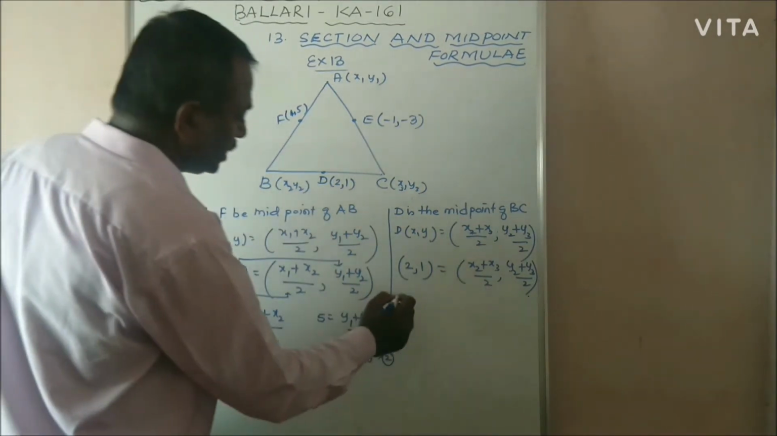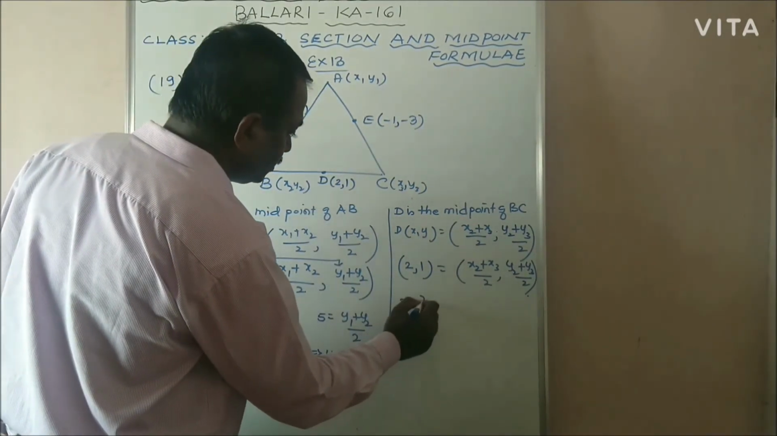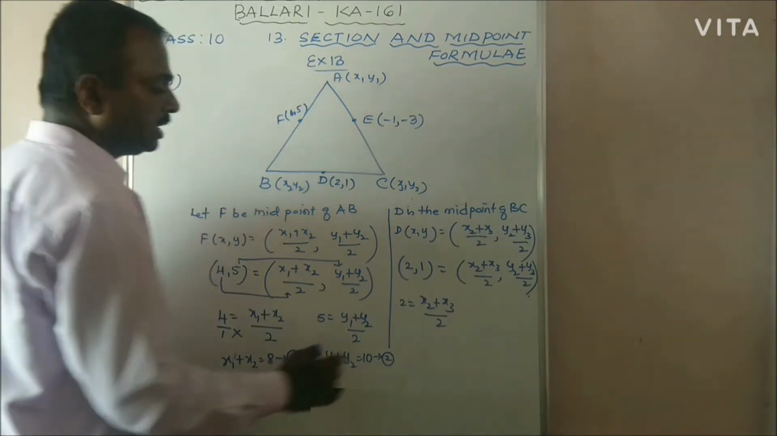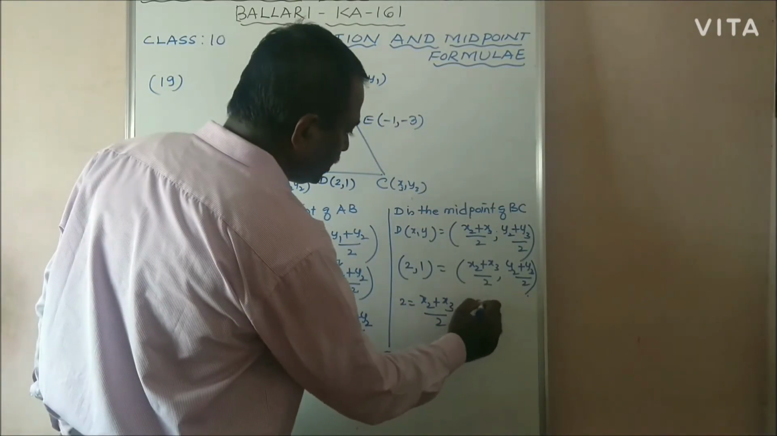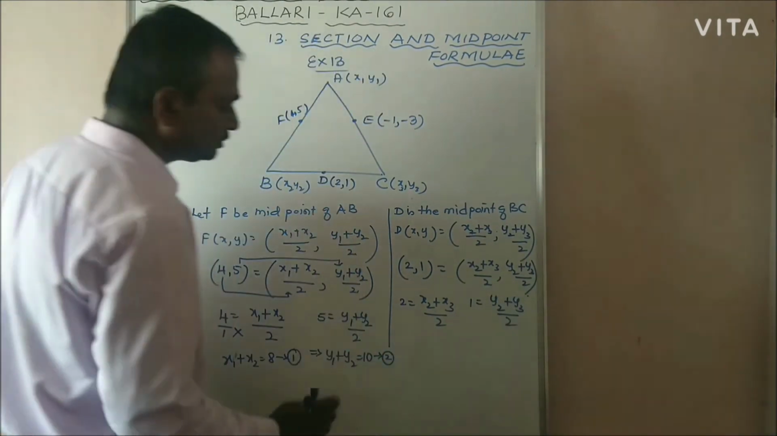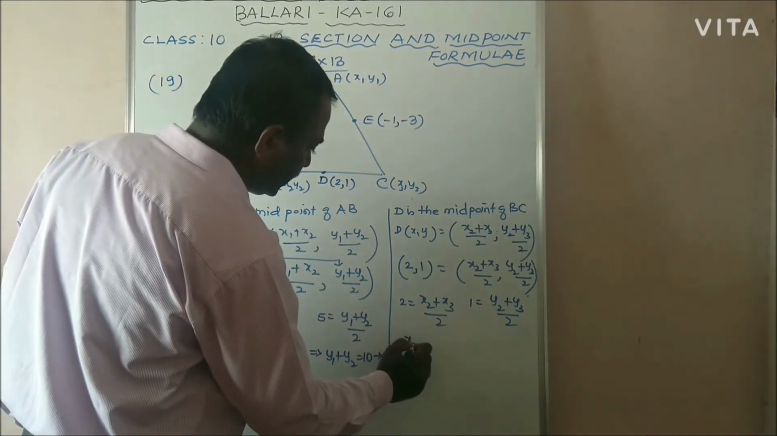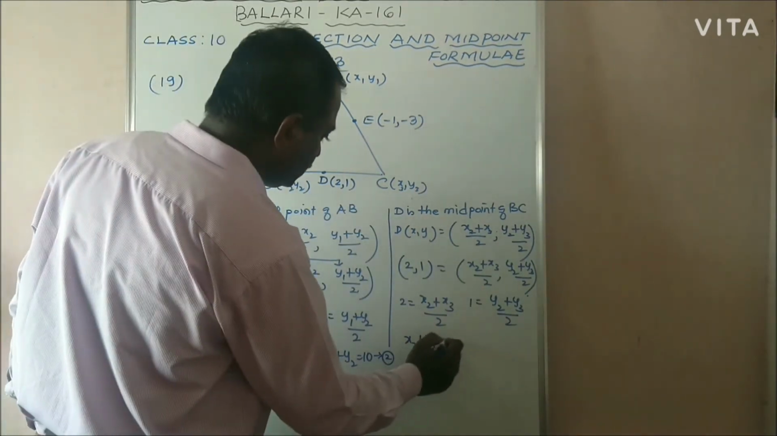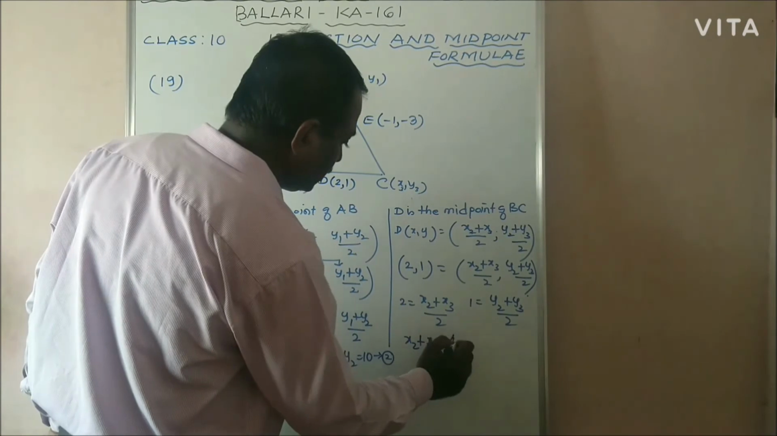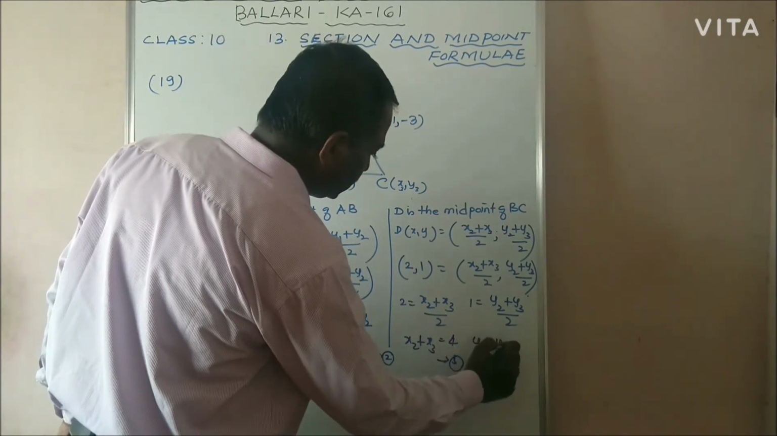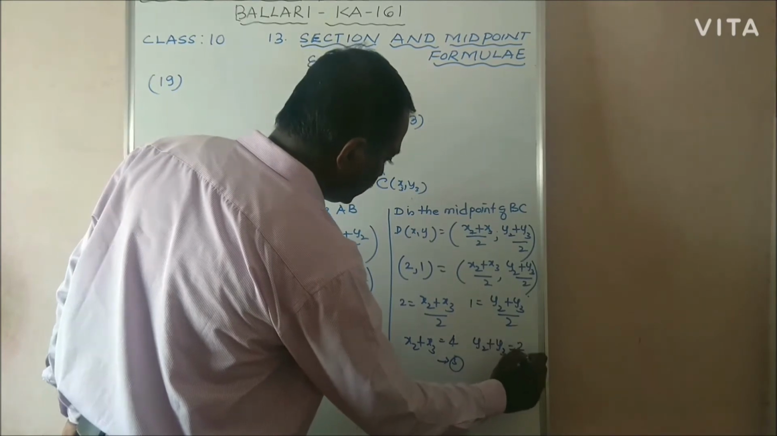So equate the x coordinate first. 2 is equal to x2 plus x3 by 2. 1 is equal to y2 plus y3 by 2. Cross multiplication: x2 plus x3 is equal to 4, equation number 3. y2 plus y3 is equal to 2, equation number 4.